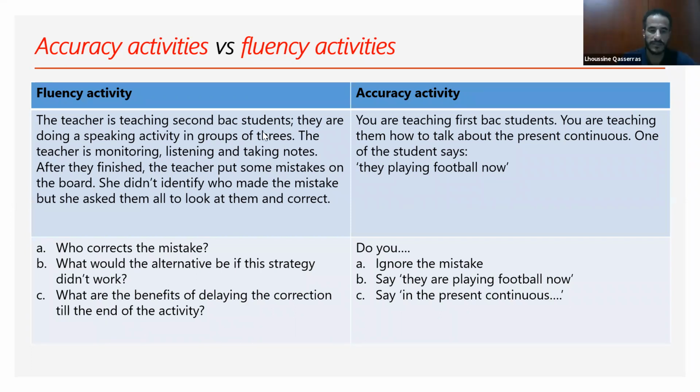So it's a grammar lesson, so it's C. So I think B is a little bit aggressive. Aggressive? Yeah, because you suddenly say the correct expression. The next time the student wouldn't be able to speak freely.